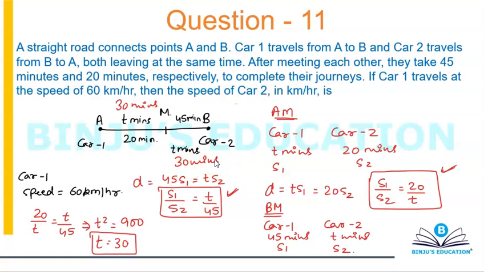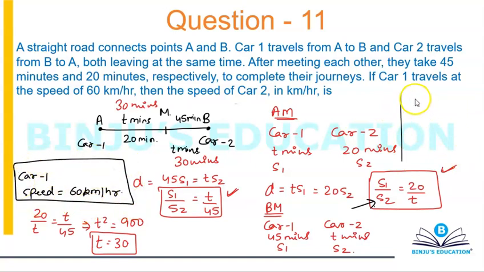Now once we have the value of T, we can calculate S1 and S2 also. You can use either of the two equations, whichever one you want. For example, if I take this one, S1 is given to me: the speed is 60 kilometers per hour. So 60 divided by S2 will be equal to 20 divided by 30. So S2 will automatically be equal to 90 because the ratio is 2 is to 3. And that's your answer.